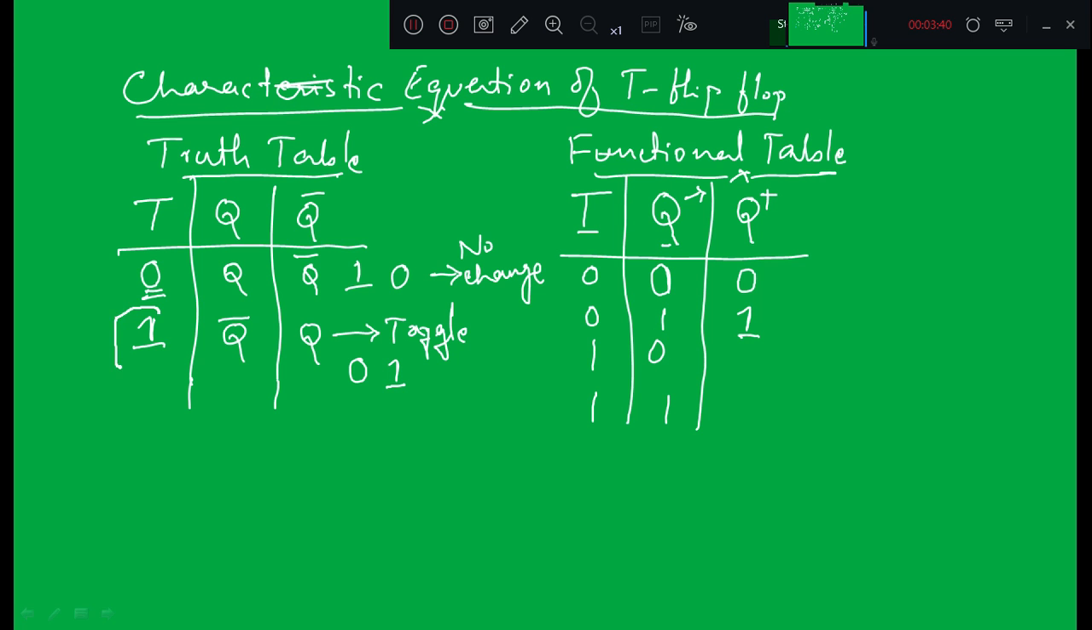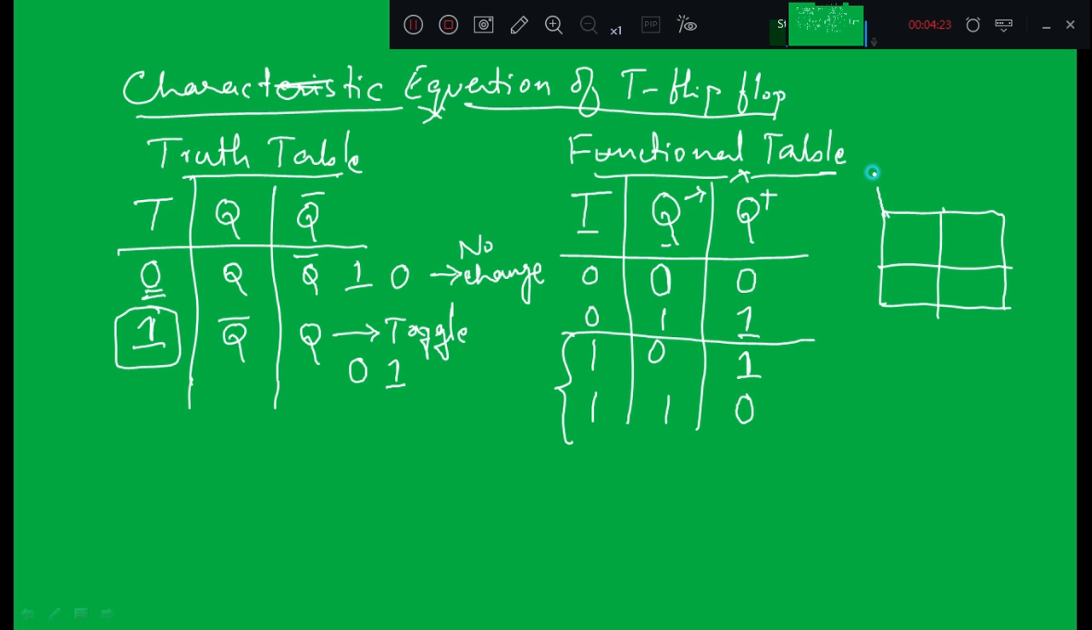So when I make T equal to 1, the flip-flop toggles. That means whatever previous state you have, the complement of that state you will get. That will be the next state of the flip-flop, right? So when T is equal to 1, for these two combinations, T is equal to 1 and the previous state is 0. That means the flip-flop toggles. When I apply the next clock pulse, what happens? Q plus will become 1, right? The next state will be equal to 1, and if my previous state is 1, the next state will become 0, right? So this functional table we are going to put in the form of a K-map to obtain the characteristic equation.